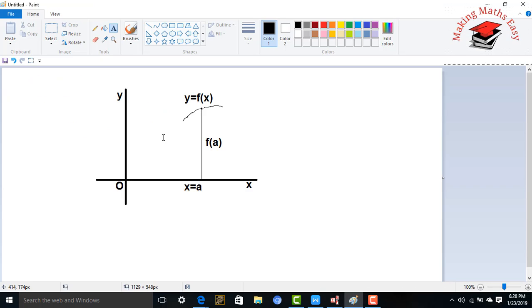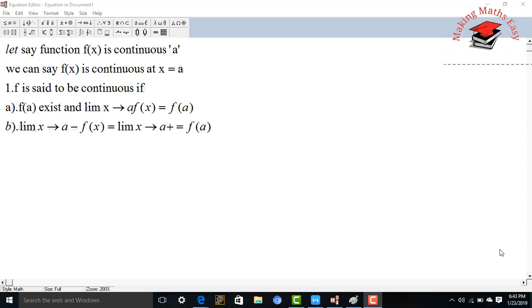If these two conditions are equal, if the negative side as well as the positive side satisfy the equality condition, we can say that f of x is continuous at x equal to a. If these two conditions are not satisfied, we can say that f of x is discontinuous at x equal to a.